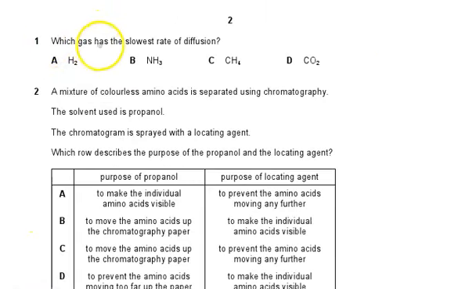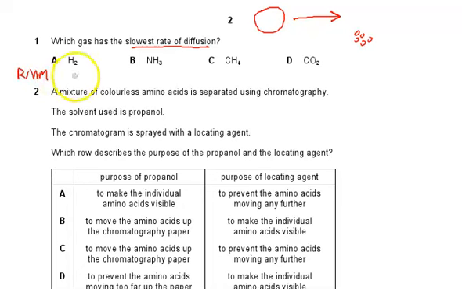Okay, the first question: which gas has the slowest rate of diffusion? Okay, you have to understand, if a certain molecule has a heavier mass, the rate of diffusion will be slower compared to the smaller molecules. Now we have to find the RMM, relative molecular mass. Hydrogen RAM is 1, oxygen is 16, nitrogen is 14. Here the RMM will be 2. Nitrogen is 14 plus 3, and you'll be getting about 17.